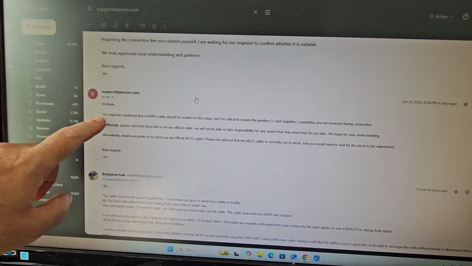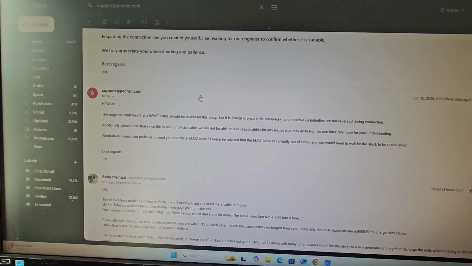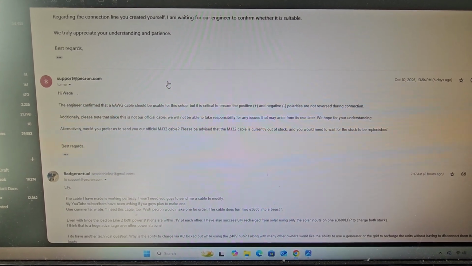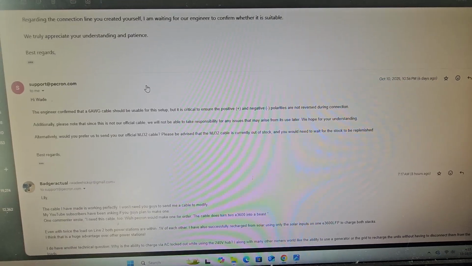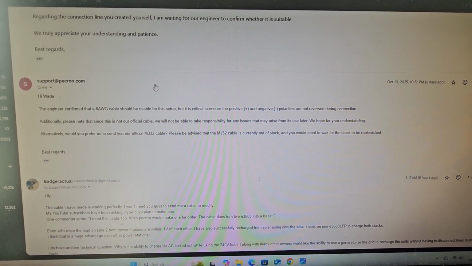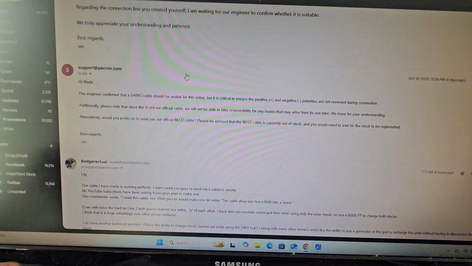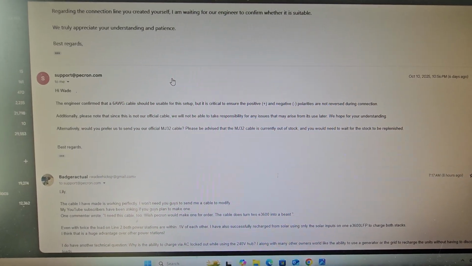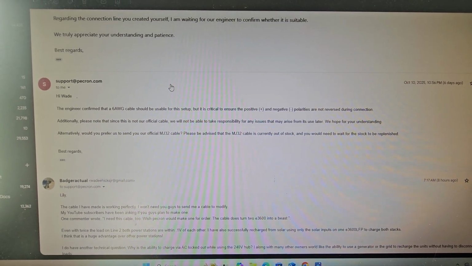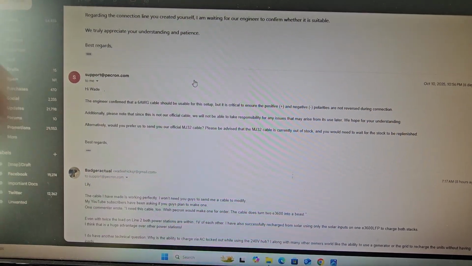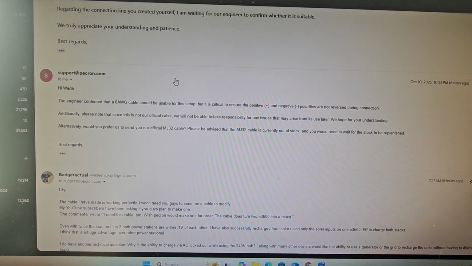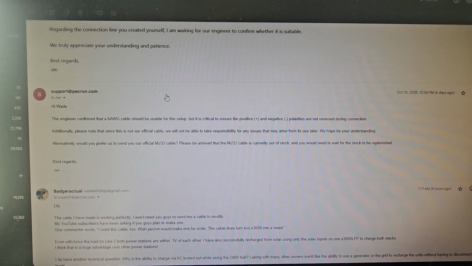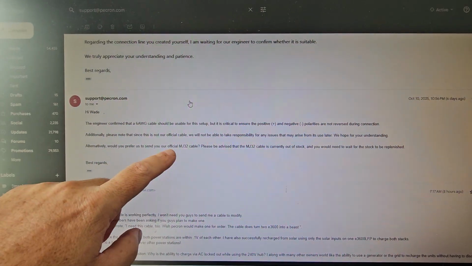And the response I got back on October 10th was, the engineer confirmed that the six AWG cables should be usable for the setup, but it's critical that the positive and negative polarities are not reversed during the connection. And if you reverse them during the connection, you will let the magic smoke out of your battery pack. Rest assured of that. It says, additionally, please note, since this is not our official cable, which they don't make one, you have to get one of their cables and modify it, they won't be able to take responsibility for any issues that may arise from its use later. We hope understanding.